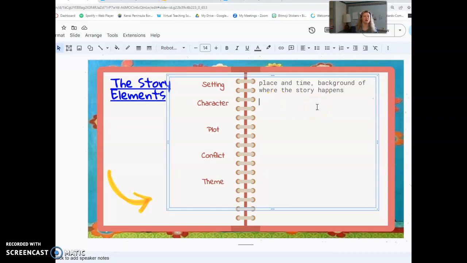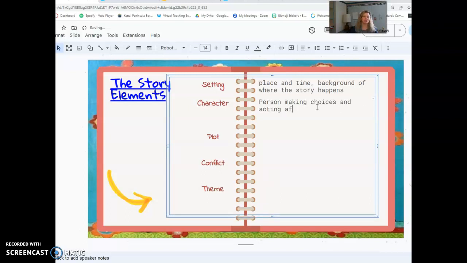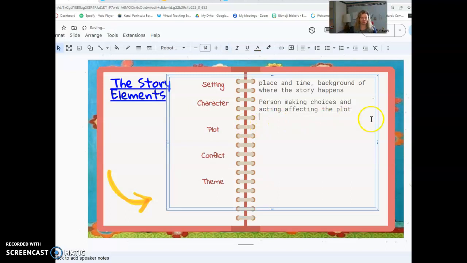Characters are the people or animals or whatever, if we have like a robot making choices or things like that. So it is the person, whether it's a real person or not, making choices and acting. Now I say that affecting the plot.